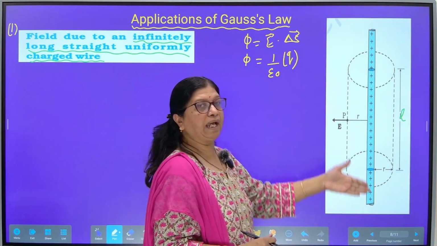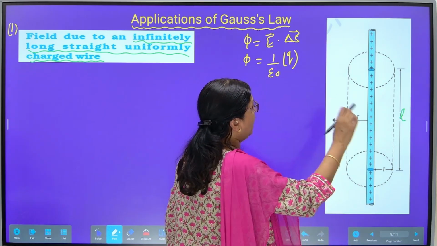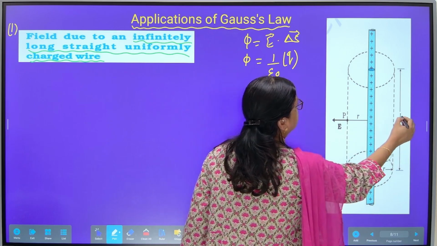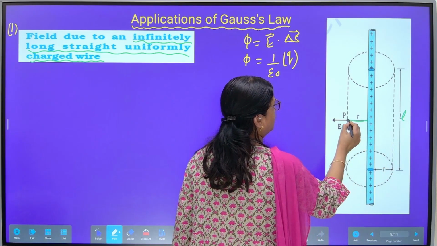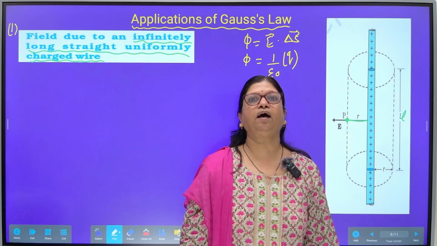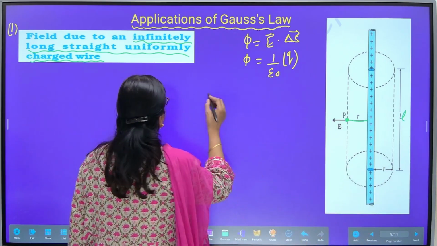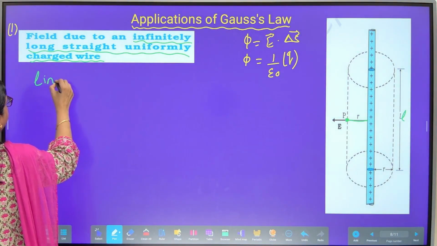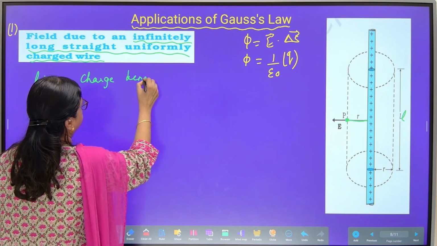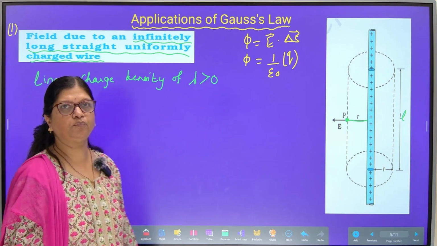Fine. So this is the diagram from the textbook itself, where L is the length of the cylindrical Gaussian surface which we have considered, and r is the distance between the wire and the point P, where we want to find the value of the electric field. So this wire which we have considered, let it have a linear charge density of lambda greater than 0.